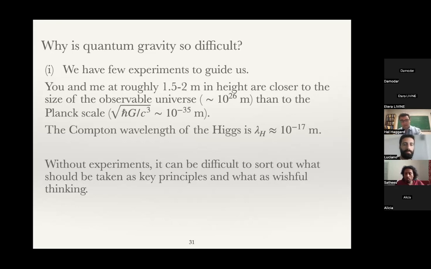In the Large Hadron Collider, the LHC, the energy scales we're reaching are enough to create the Higgs boson, a wonderful discovery of the last 10 years. And the Compton wavelength of the Higgs boson is 10^-17 meters. So our most powerful current particle accelerator is still 18 orders of magnitude away from the Planck scale. So this is a really tough challenge to directly measure quantum gravity.